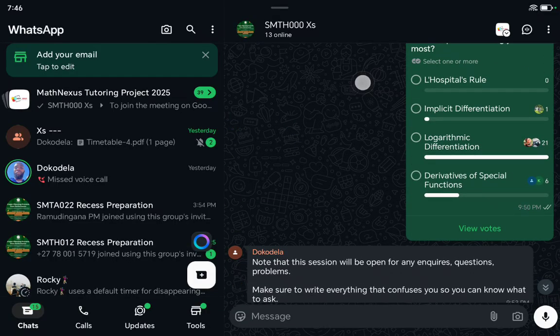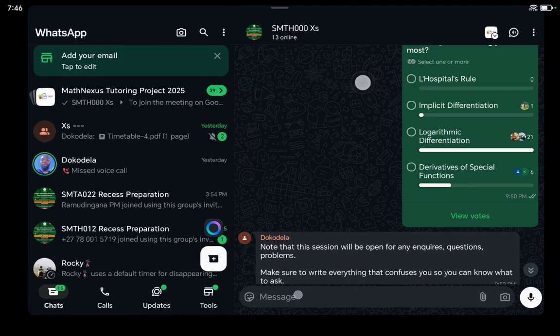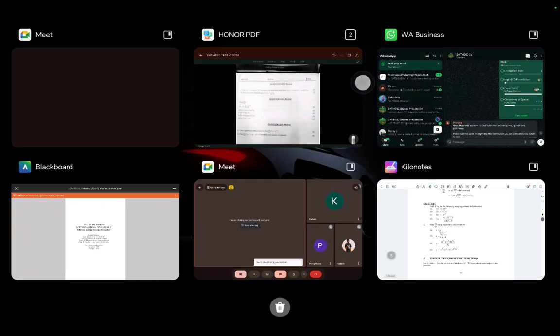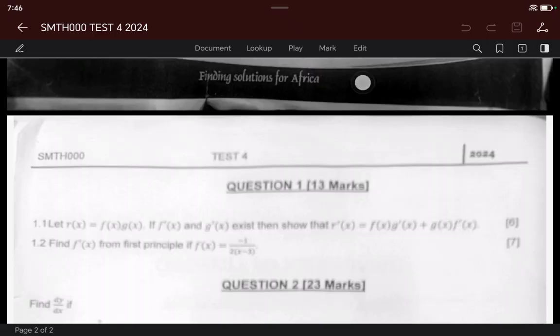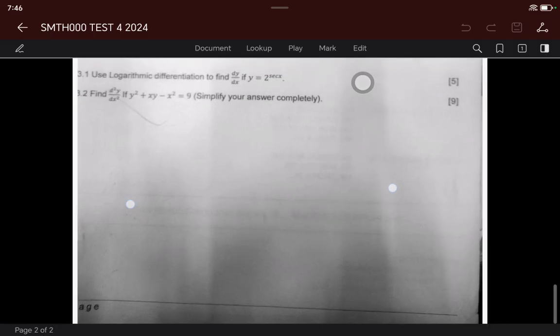It means that when we have a session again, we're going to cover the derivatives of special functions, because I've already sent you the one on L'Hopital's rule. But if you have any question based on that, you can ask. Then another thing about implicit differentiation, I think I saw a question here based on implicit differentiation on the question paper. I think we can try to attempt it and see how we can solve it.